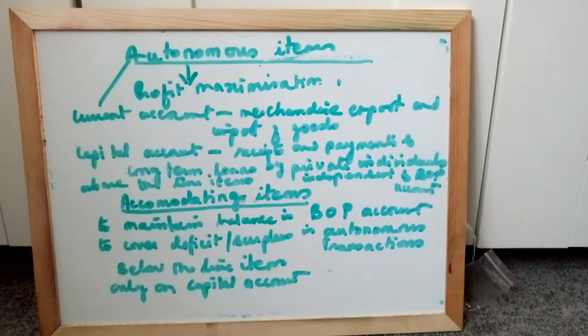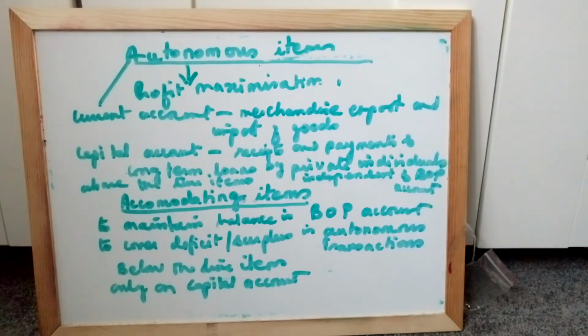So let me see the differences between autonomous and accommodating items once again. Autonomous: international economic transactions which take place due to economic motive, that is profit maximization. Accommodating items are meant to cover the deficit or surplus in autonomous transactions. Autonomous transactions are independent of BOP account. Accommodating items are undertaken to maintain the balance in BOP, that is when there is a deficit or surplus.